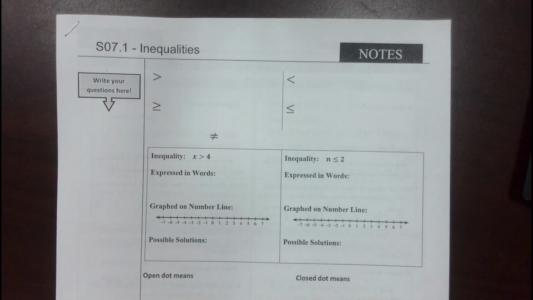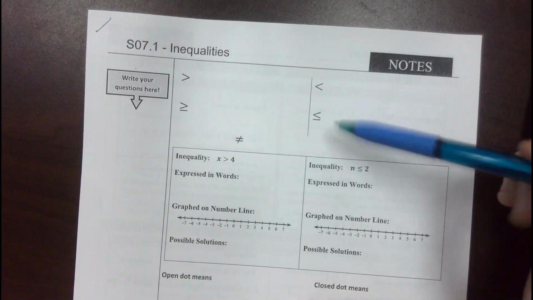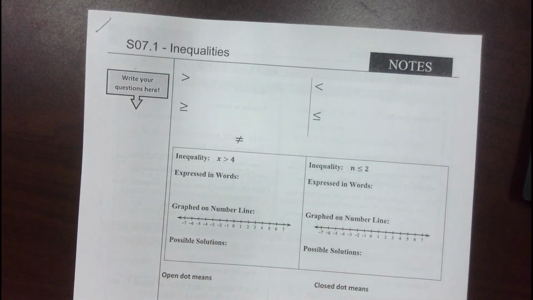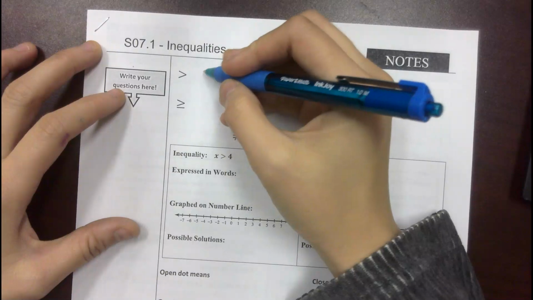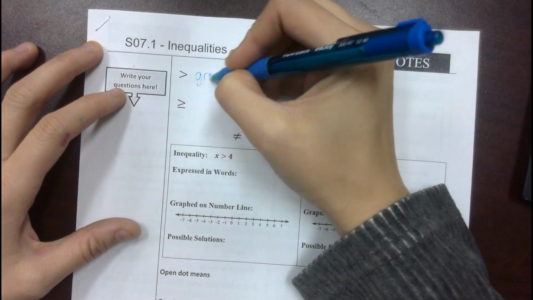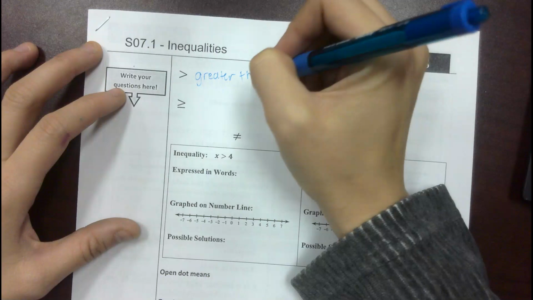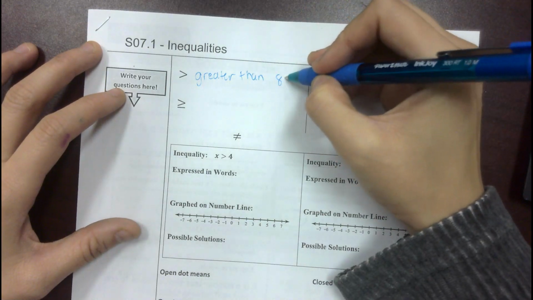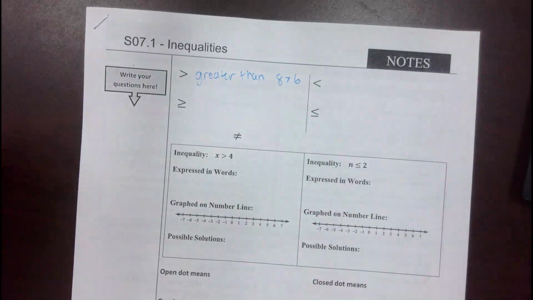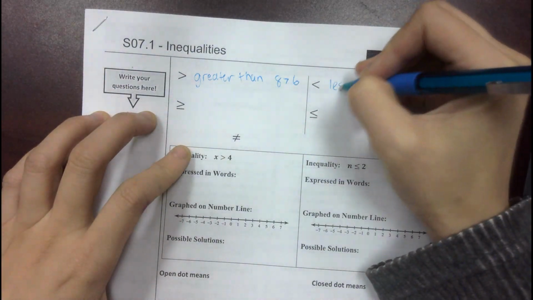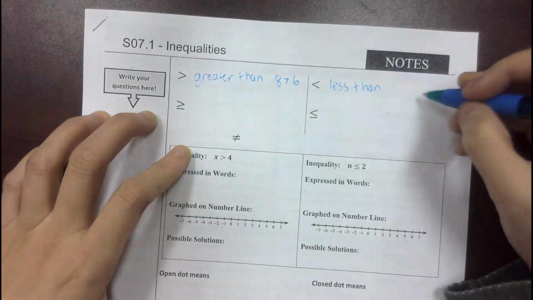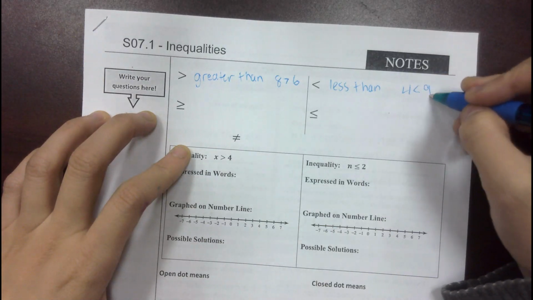Okay, so today we're going to introduce inequalities, and you might have seen these before. It's like these signs, and some people talk about the alligator, so we'll talk about that in a second. So right here, we're going to have greater than. So for example, 8 is greater than 6. This one we have less than. So for example, 4 is less than 9.